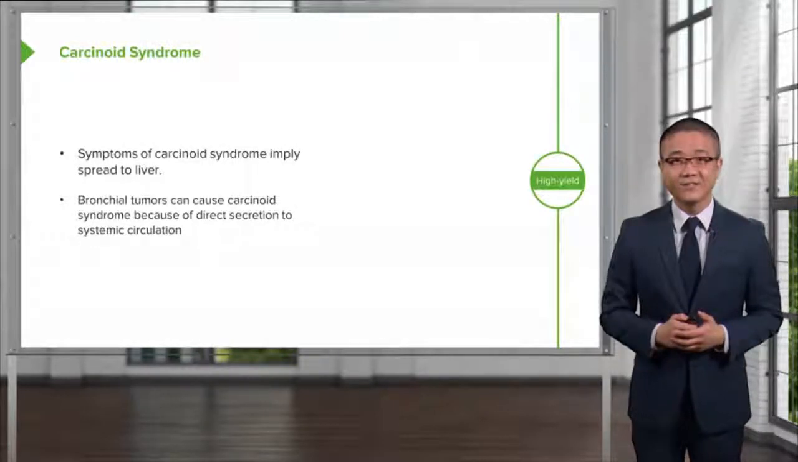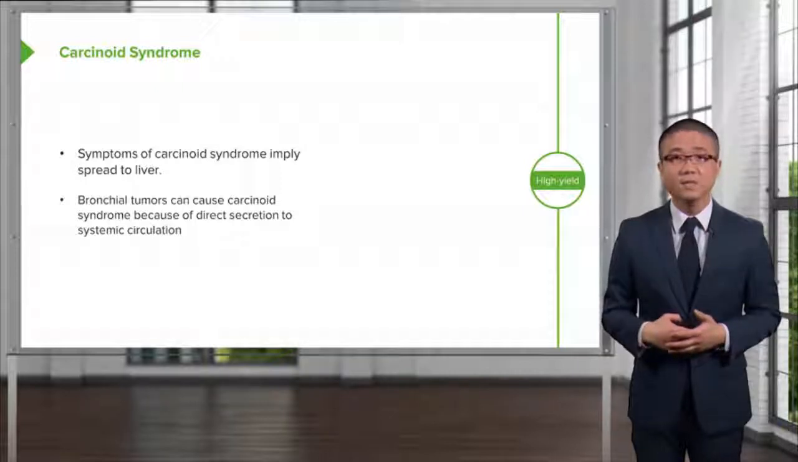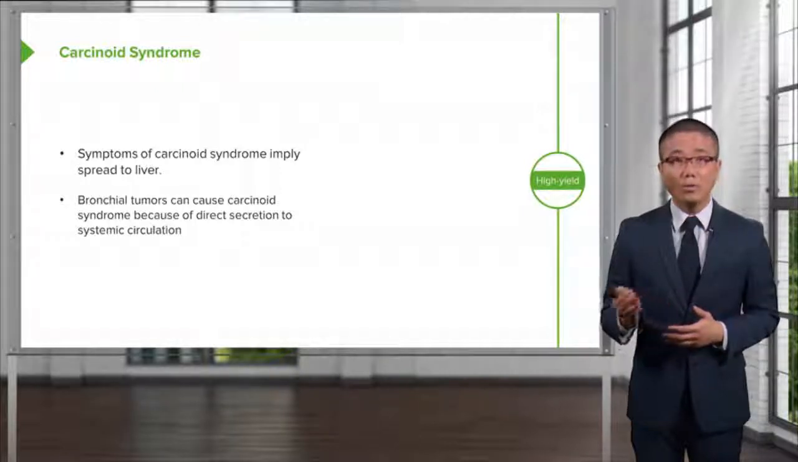High yield for examination. Symptoms of carcinoid syndrome, just as a reminder, flushing, cardiac complications, tricuspid regurgitation, abdominal pain, all imply a spread to the liver.